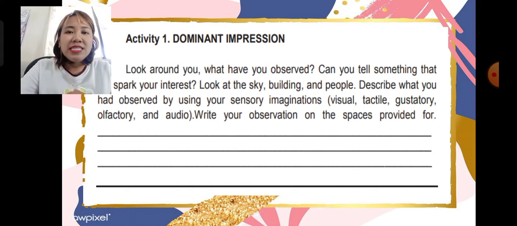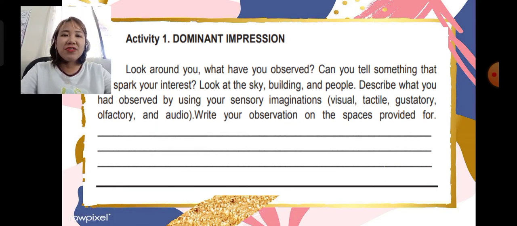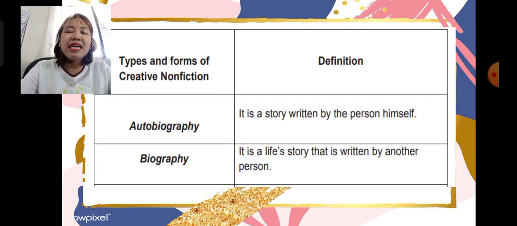So this is a home-based activity. So kung nasaan man kayo, i-observe ninyo yung inyong environment and everything using your sensory imagination. So that would be our activity number 1. Okay, so we have these different types and forms of creative nonfiction, and of course yung kanilang definition.